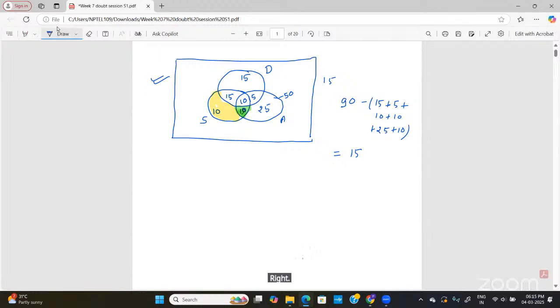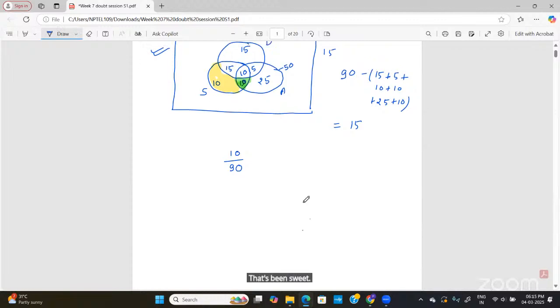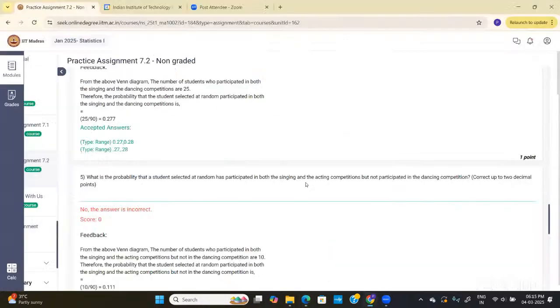So the probability will be 10 divided by 90, right? Is it clear to everyone now? Yes, ma'am. It's clear. Okay. Any other question?